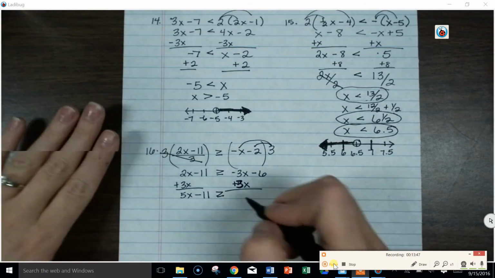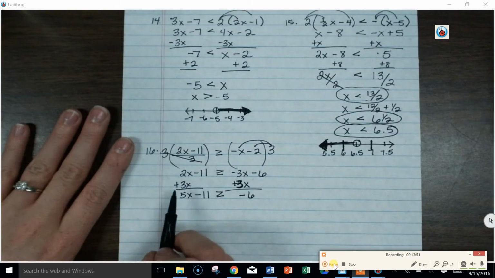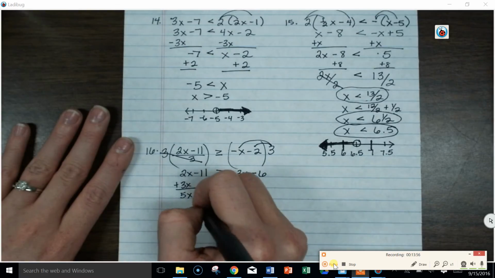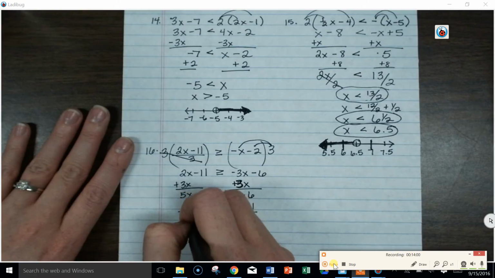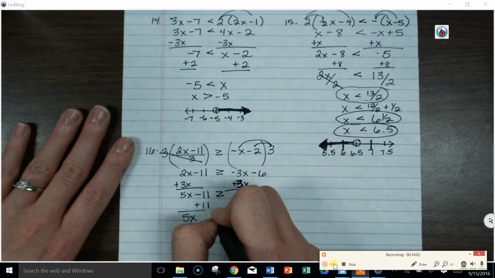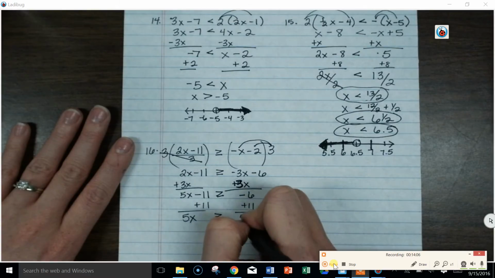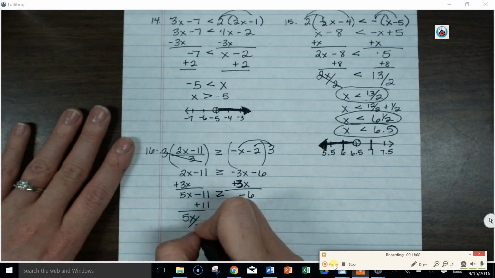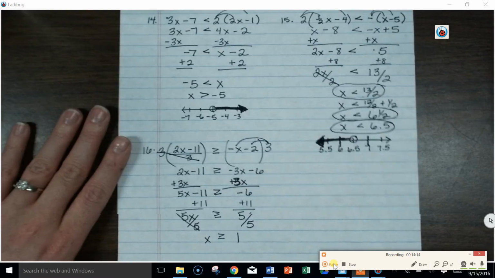Negative 3x plus 3x is 0. I'm going to bring down the negative 6. You still want to try to isolate that x, so it's the only thing there. I'm going to add 11 to both sides. Bring down the 5x. Negative 11 plus 11 is 0. Keep the inequality. Negative 6 plus 11 is 5. Divide both sides by 5. Those divide out. x is greater than or equal to positive 1.